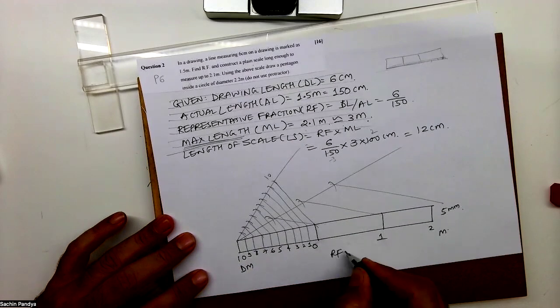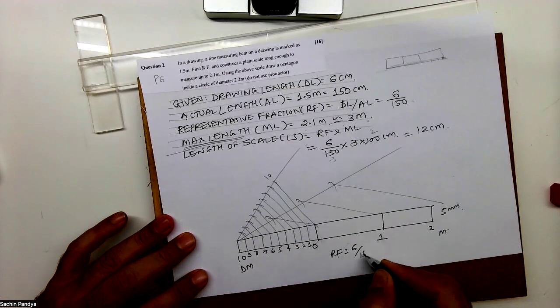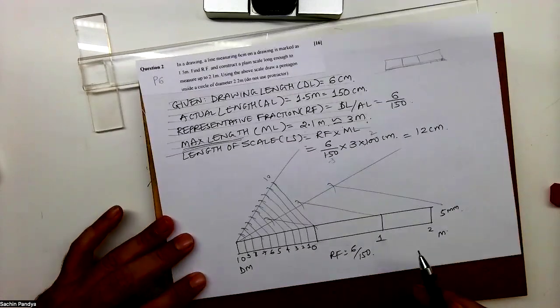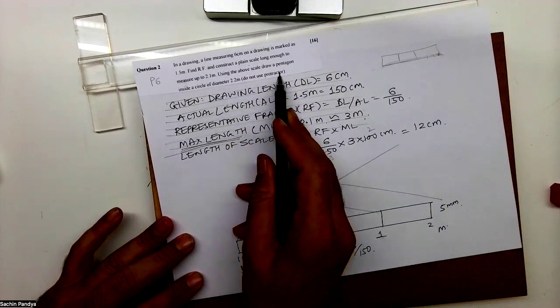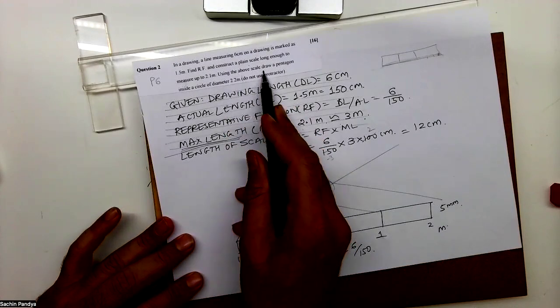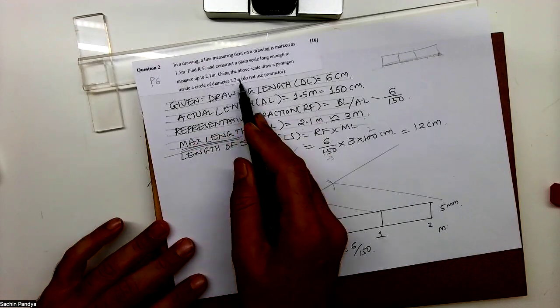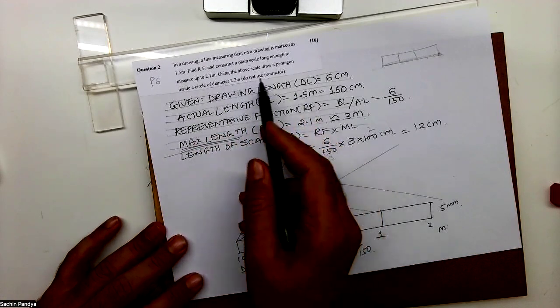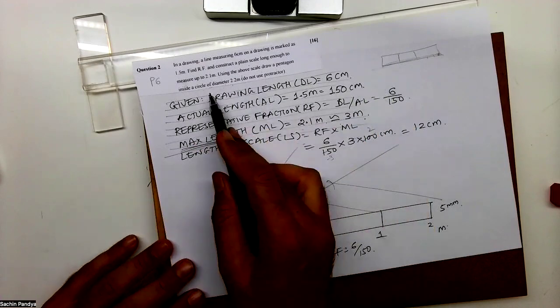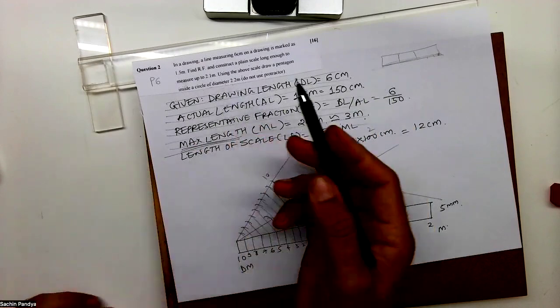This is RF 6 upon 150. Now what I have to do? I have to mark, using the above scale, draw a pentagon inside a circle of diameter 2.2. Do not use protractor. Okay, I have to mark 2.2 meter.